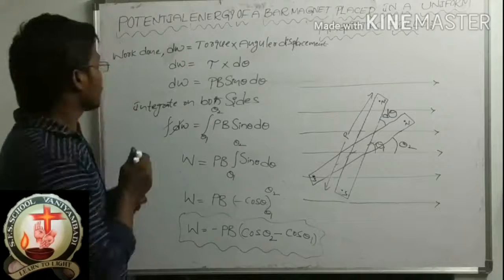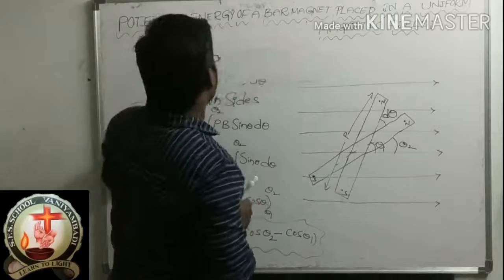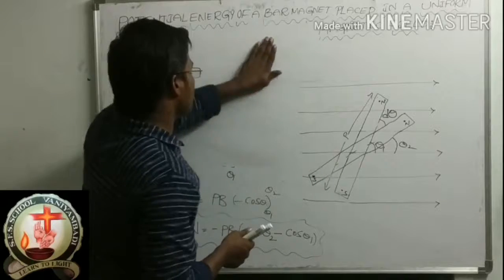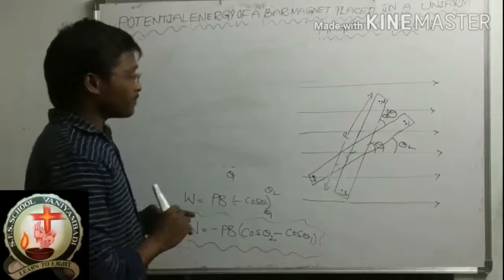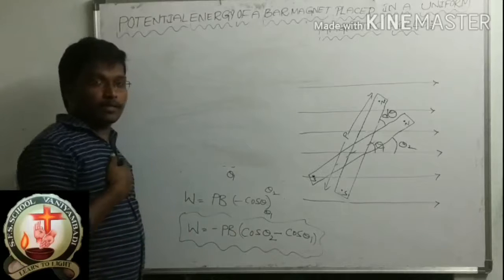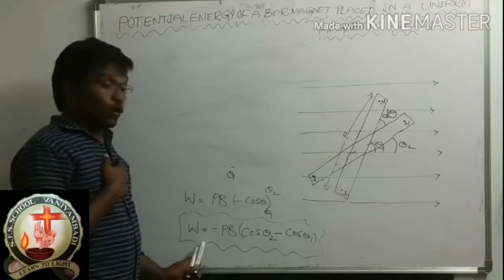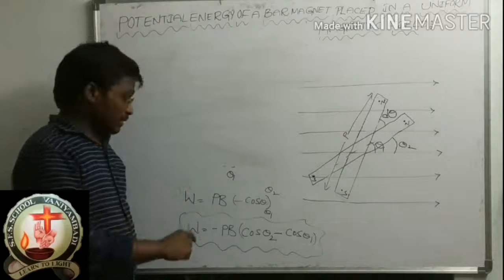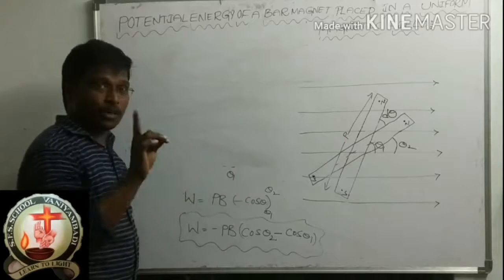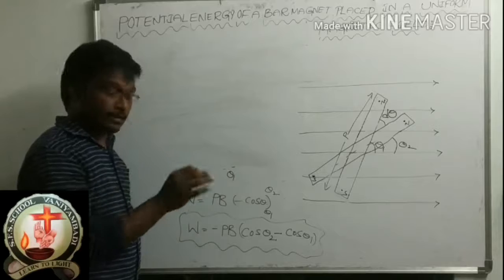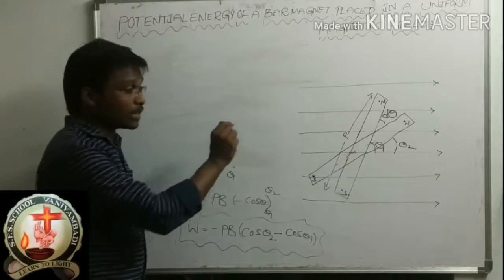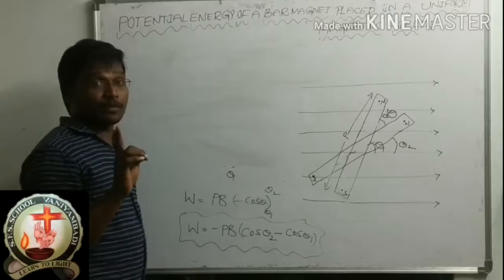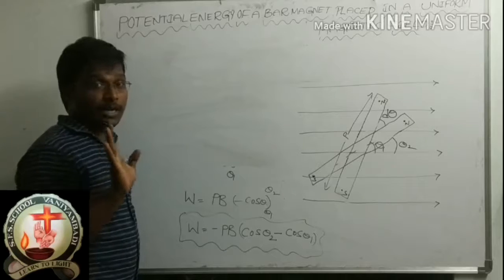So now we should find the potential energy of the magnet. You can remember, always the work done of a magnet is equal to the potential energy of a magnet. I told you in the electrostatics chapter, work done is equal to potential energy.